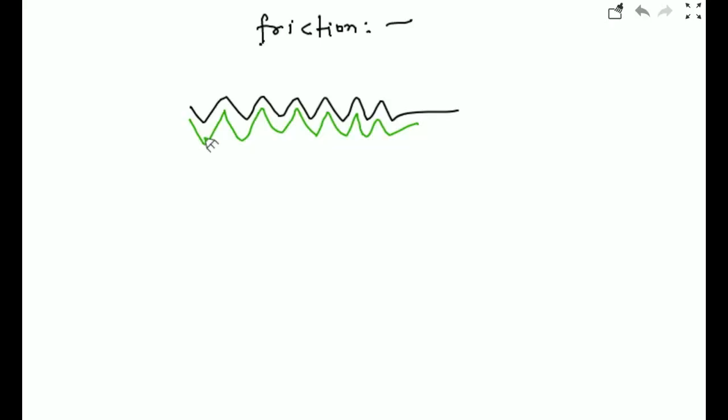Today I am going to take the friction chapter. So what is friction? Friction is a property related to the two surfaces in contact which oppose the relative motion or tendency to move between them. So friction is due to interlocking.